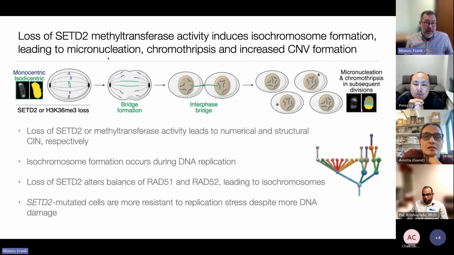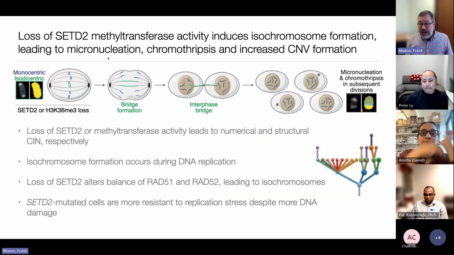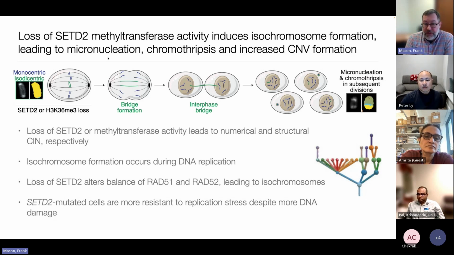In conclusion, we have found that loss of SETD2 or its catalytic activity leads to structural chromosome instability and potentially loss of SETD2 through a non-catalytic mechanism promotes changes in numerical chromosome instability. We found that loss of SETD2 can induce isochromosome formation during DNA replication, potentially through RAD52 and through a mechanism we don't really totally understand. SETD2 mutated cells, despite having more DNA damage and chromosomal breaks, are more resistant to DNA replication stress.